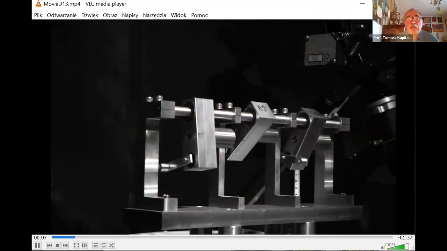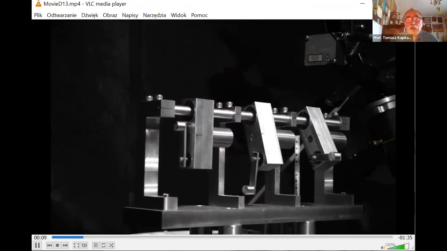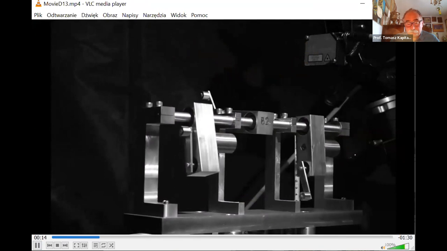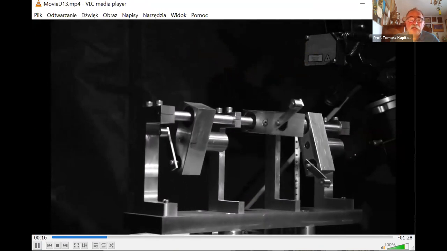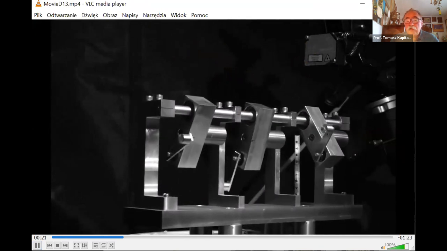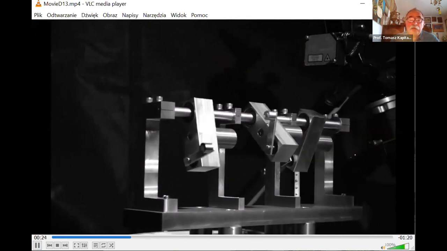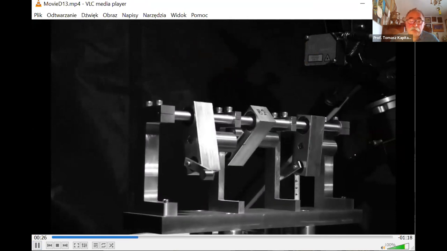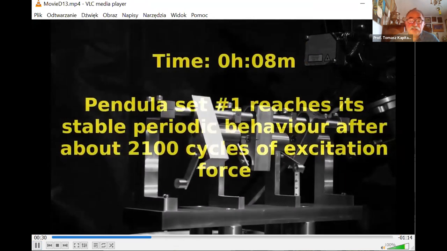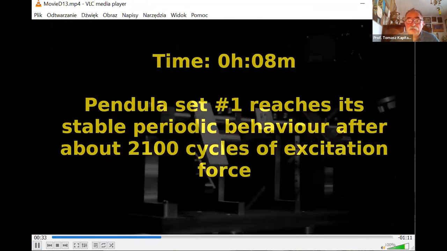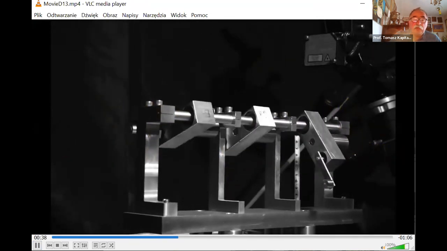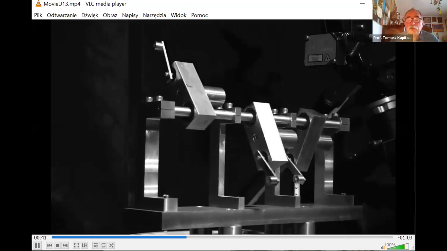Okay, so you can see here that three pendula are oscillating in a chaotic way. No two of them are synchronized. You can observe this type of behavior for a long time, a significant number of periods of forcing. After some time, the first pendulum reaches the final attractor. The first one starts to rotate.